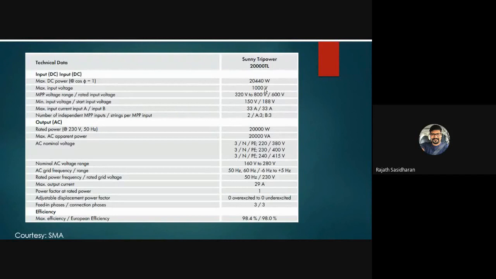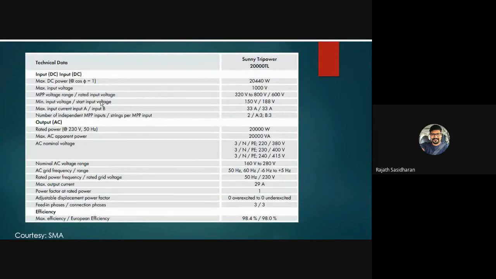Then you can see the MPP voltage range. I hope you might remember what we showed on the data sheet of the panel. At the maximum power point, the voltage of the panel will drop. So this is the range of this kind of inverter, from 320 volts to 800 volts. But the rated, or say the ideal, voltage is 600 volts here.